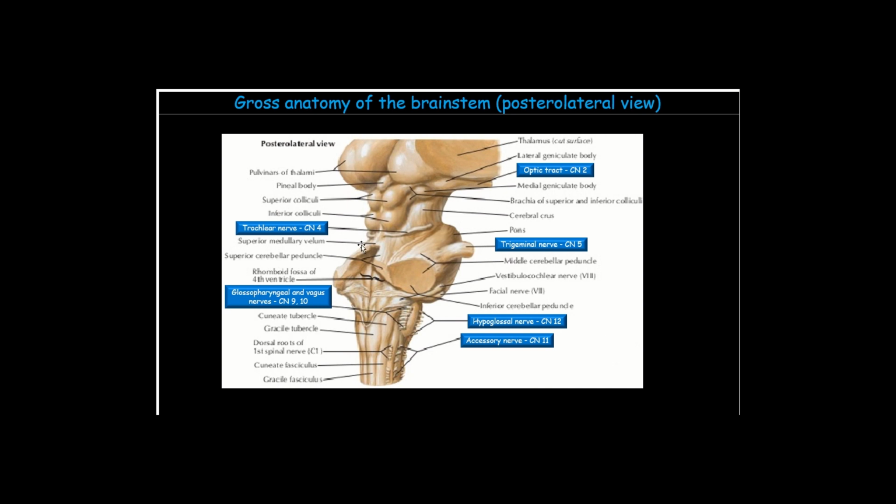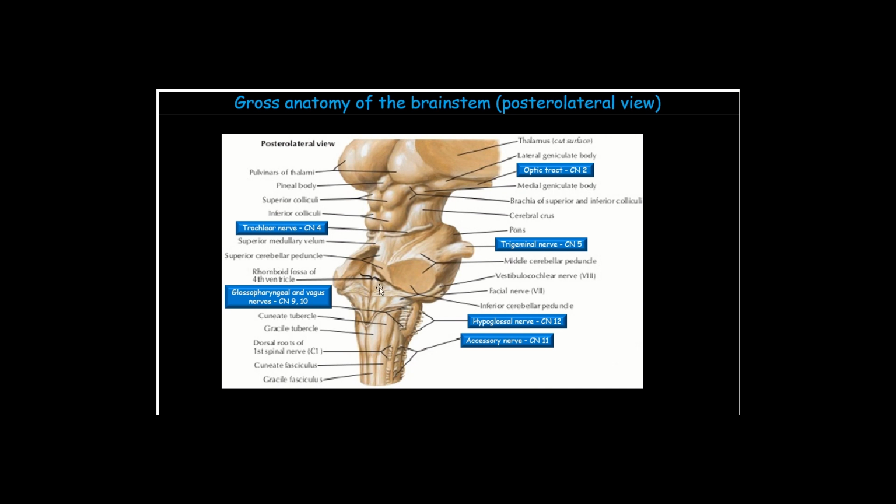Then if we go down over here, we can see this diamond-shaped region. This is the fourth ventricle. We can see the floor of the fourth ventricle over here nicely because the cerebellum has been taken off, and so the floor is clearly visible. We can see a midline sulcus over here in the floor of the fourth ventricle. This is the median sulcus, and lateral to it, we can see a cylindrical elevation. This is known as the medial eminence, and then on top of the medial eminence, there is further an elevation, which is known as the facial colliculus.